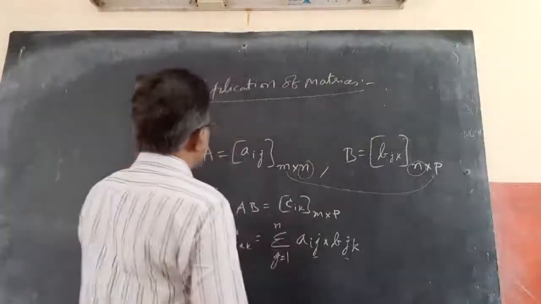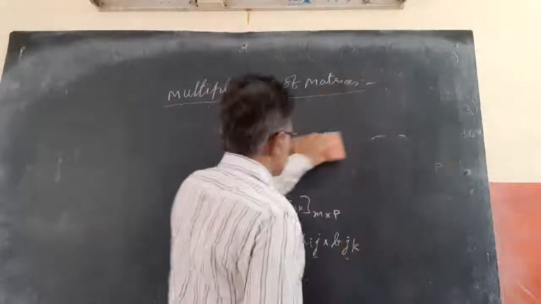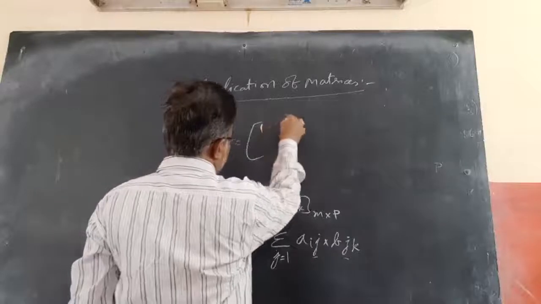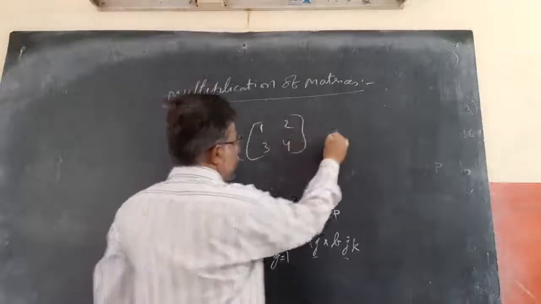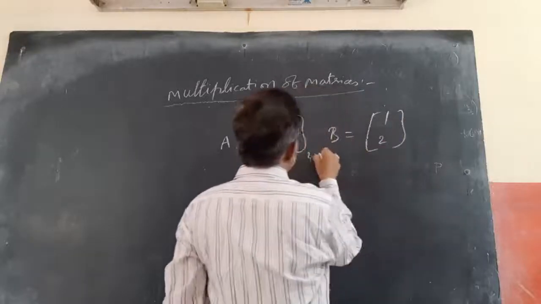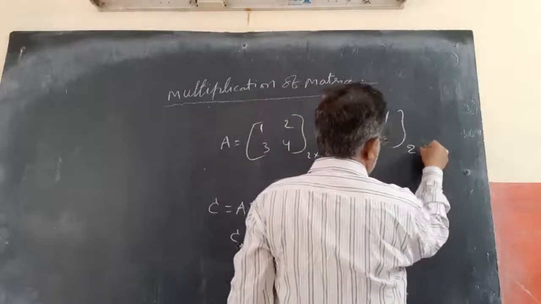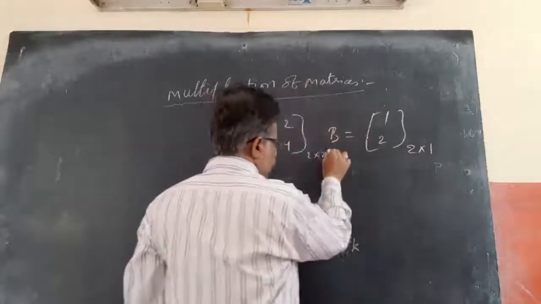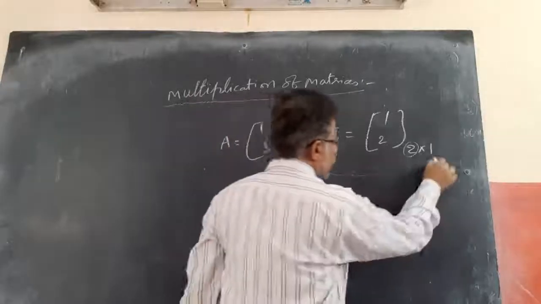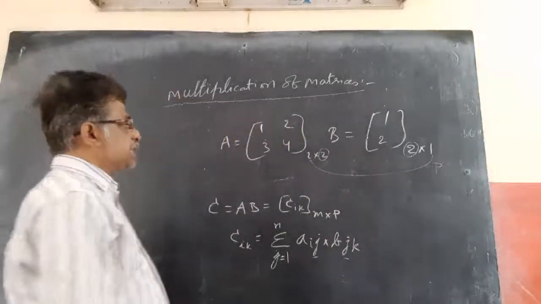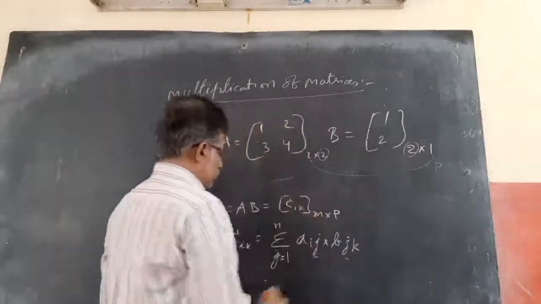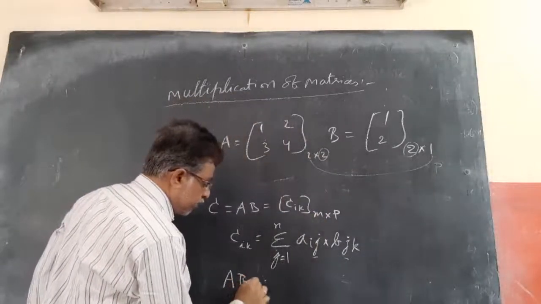For example, A equals 1, 2, 3, 4 and B is equal to, just like previously, 1, 2. This is 2 by 2 and this is 2 by 1. Now the number of columns equals the number of rows, so multiplication is possible and the resultant is 2 by 1, as I told you. Then how to multiply this? Cij, matrix multiplication, this is equal to AB.